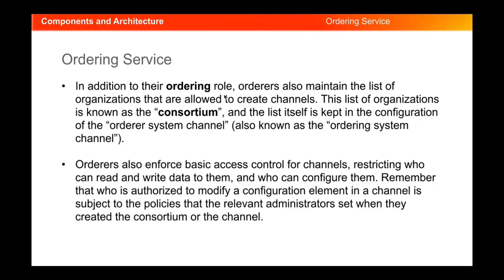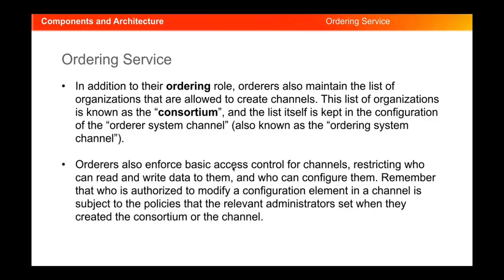In addition to the ordering role, the orderer also maintains a list of organizations that are allowed to create channels. This list of organizations is known as the consortium, and the list itself is kept in the configuration of the orderer system channel, also known as the ordering system channel. We will look into the orderer system channel in practice, which is inside a configuration file, so we will look at that in the practical section.